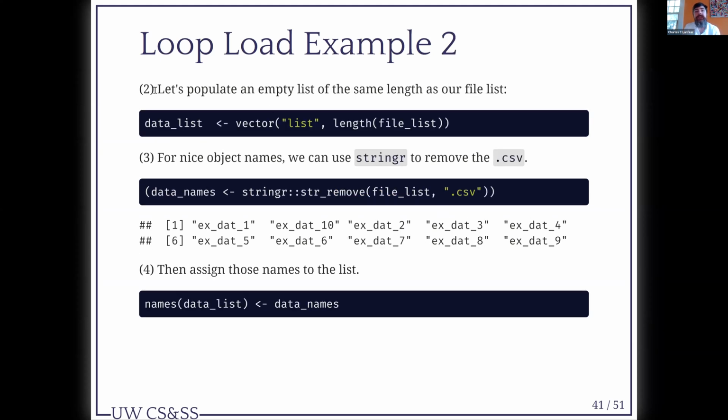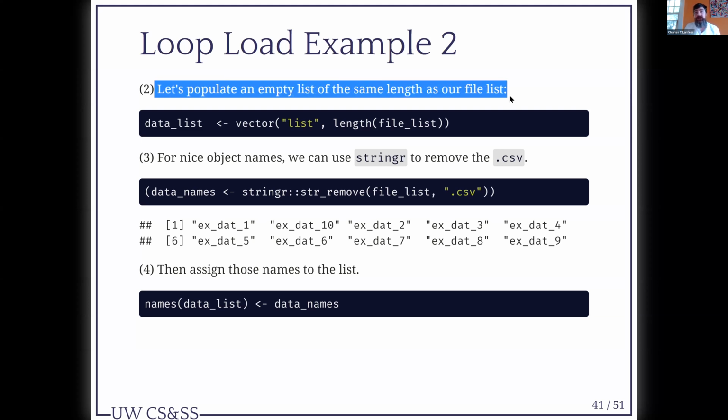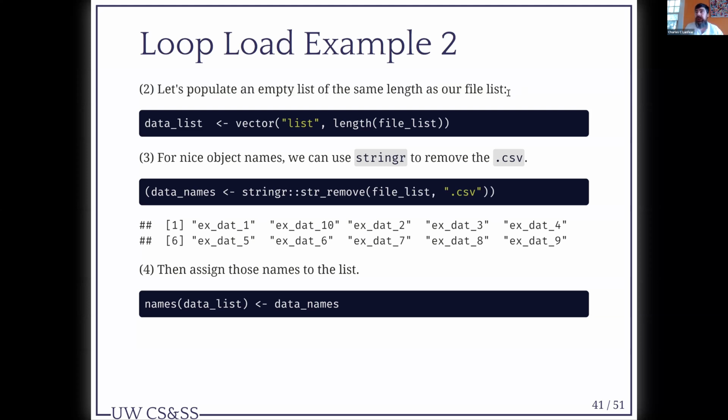Okay, next thing is let's populate an empty list of the same length as our file list, right? If we're going to read in a bunch of CSV files, the output of a CSV file is going to be a data frame. We can store a data frame as each element of a list. So I say data list is going to be a vector of type list, length equal to the number of files. We got 10 files, we need 10 slots in a list.